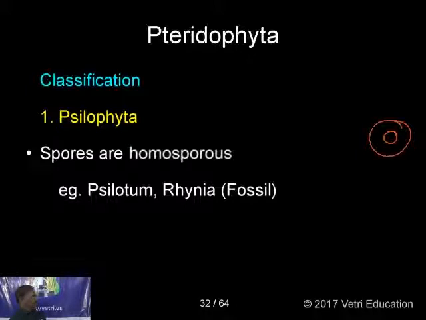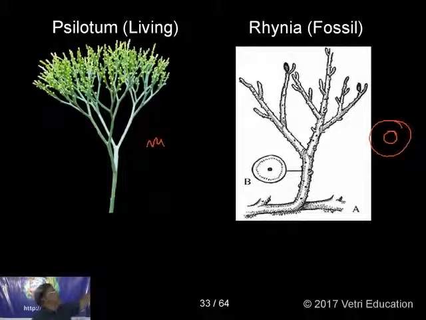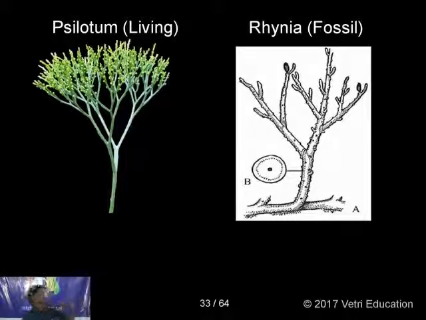Here you can have 2 examples. One is Xylotum, another is Rhynia. Rhynia is a fossil, now not available, and the Xylotum is available. Those 2 photographs you can see now. Here you can find the Xylotum, living and having fork-like branches. At the end of the branches you can find the sporangia. And here you can find the Rhynia. This is a fossil. It is also having the sporangia at the tips. Having protoxylem, you can find protostele.